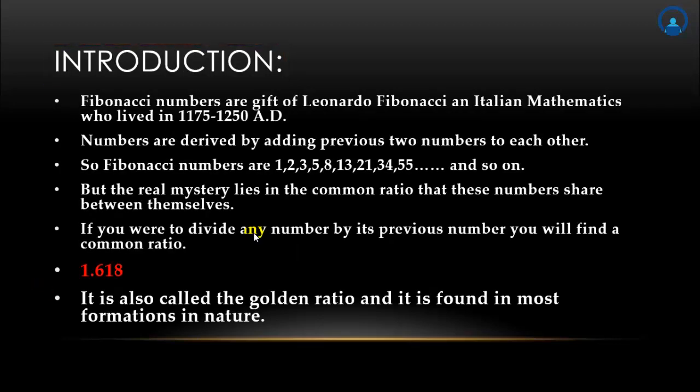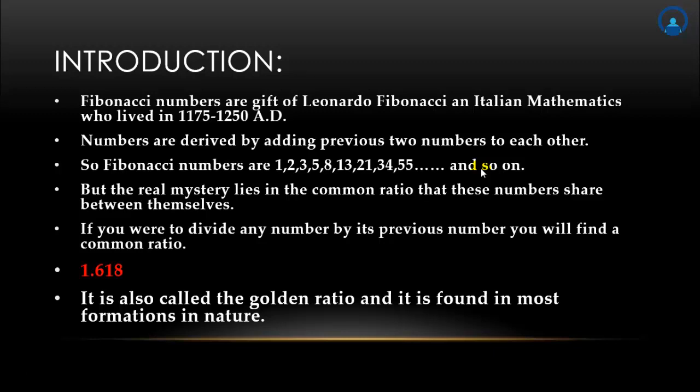So, introduction. Fibonacci numbers are the gift of Leonardo Fibonacci, an Italian mathematician who lived somewhere between 1175 and 1250 AD. These numbers are derived by adding the previous two numbers to each other. So the Fibonacci numbers are 1, 1, next is 2, then you add 1 plus 2, you get 3, then add 2 plus 3, you get 5. So you just have to add the previous two numbers to get a new number. Add 8 plus 5 to get 13, 13 plus 8 is 21, 21 plus 13 is 34, and so on. These numbers go to infinity.